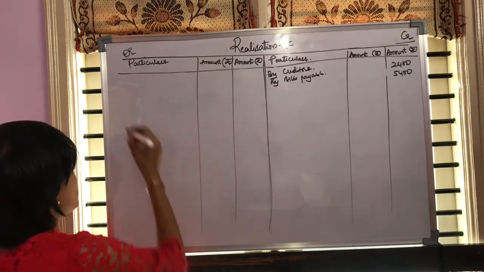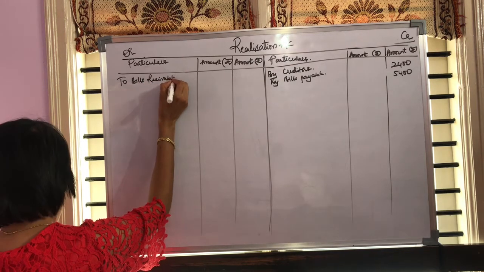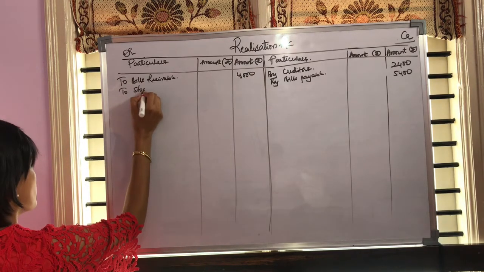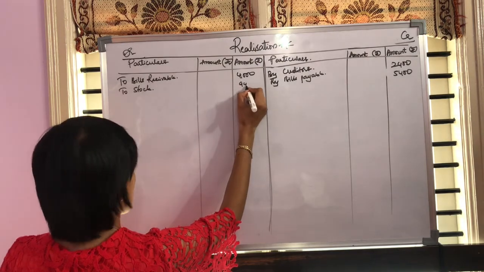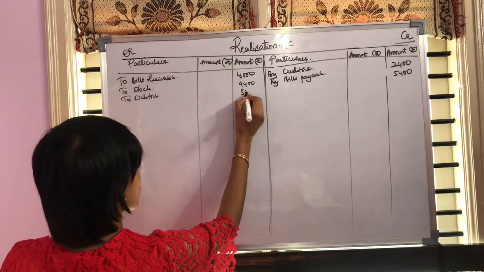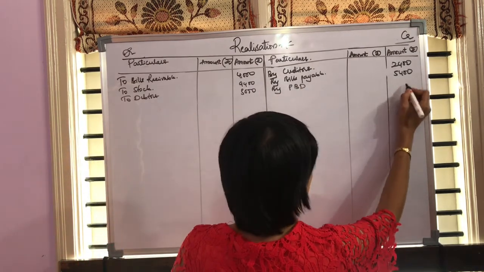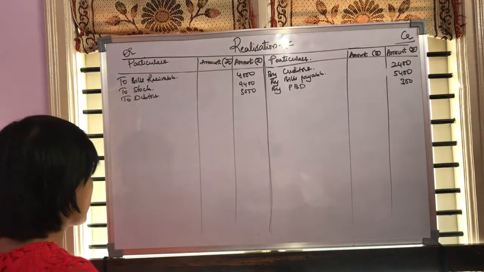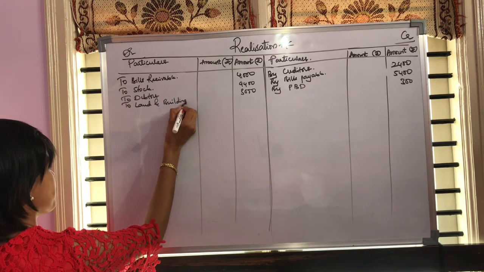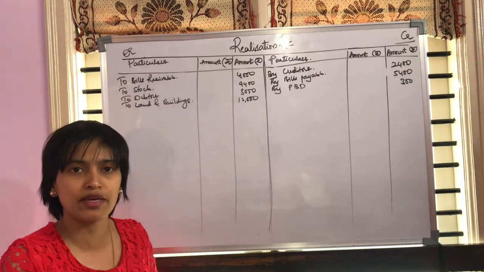Then we have bills receivable. So write it as bills receivable, amount rupees 4,000, followed by stock 9,400, debtors 3,000. We have a provision for bad debts. This needs to be settled. So write it on the credit side. And the last item is land and buildings. Amount rupees 12,000. So that's it with the first step in realization account.